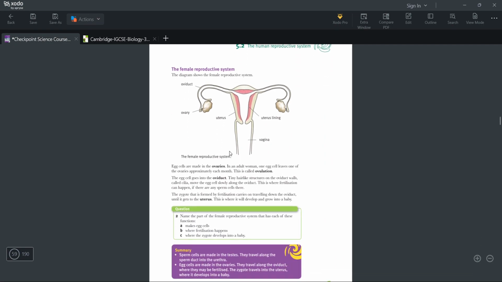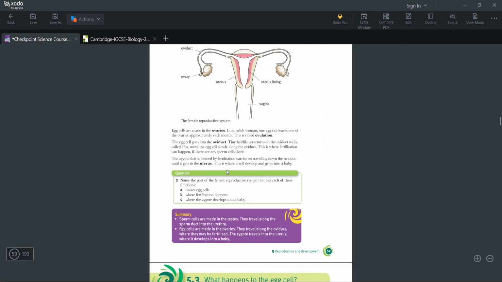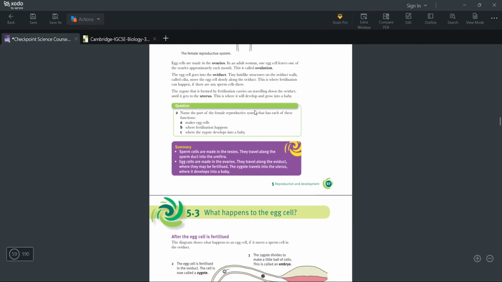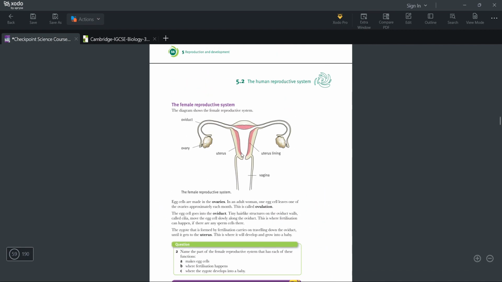Okay, then have a look at your female reproductive system. Name the parts of the female reproductive system that have each of these functions. Makes the egg cells: it'll be your ovary. Where the fertilization happens: it'll be the oviduct. Where the zygote develops into a baby: it'll be the uterus. A couple of you are calling this the womb, but please refer to it as your uterus instead.